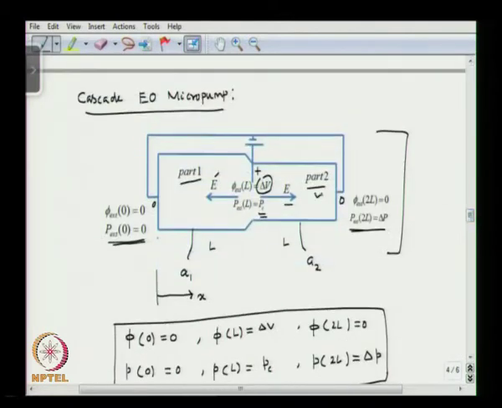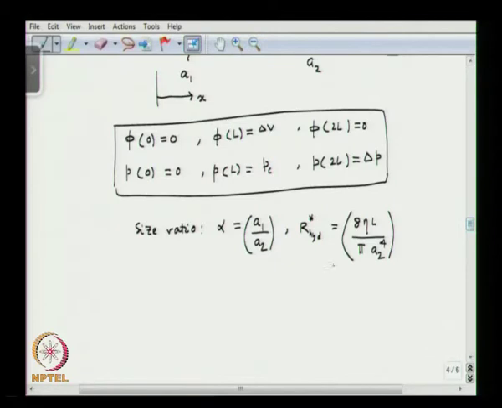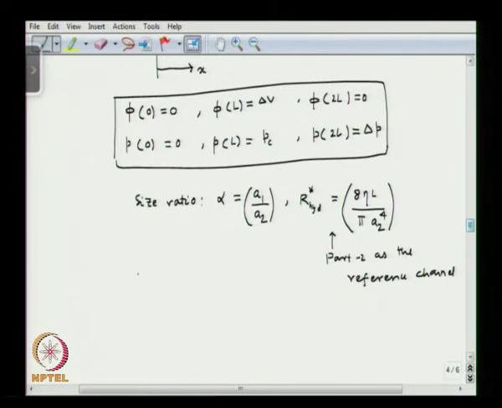So part 2, if we consider it as the reference channel, we can find Q EO star, which is pi A2 square epsilon zeta divided by eta L into delta V, okay.